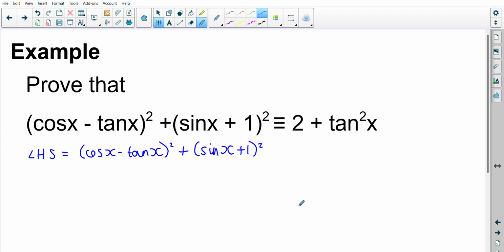Well, straight away I've got a bracket squared. So I'm going to think about expanding these. I'll do them over here. You can do them at the side. But I'm going to be doing that. And then I'll be doing the other one as well. So I'll get a cos squared x minus 2 lots of cos squared x tan x.